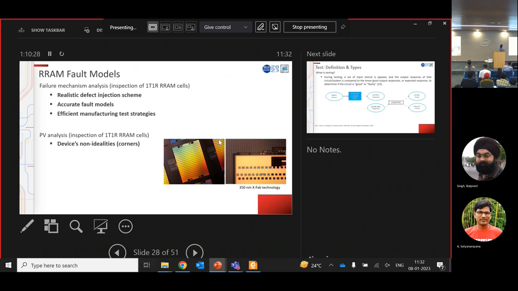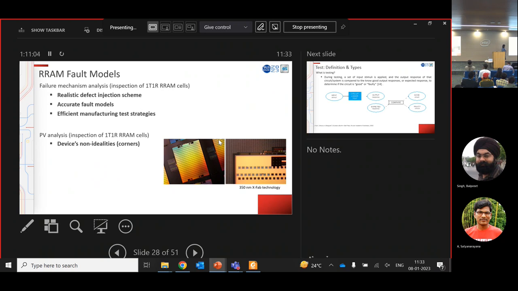What are you doing today? Okay, so you did all this work where we published this relation, and today we are performing failure mechanism analysis. You are performing inspection of these circuits. We manufactured this CMOS transistor, and the idea is to manufacture a resistor on top and analyze the process step-by-step in order to derive a realistic defect injection scheme, accurate fault models, and consequently more efficient test procedures.